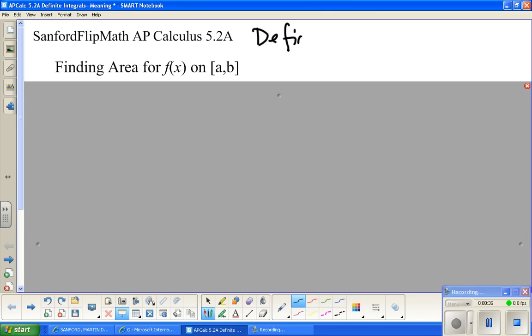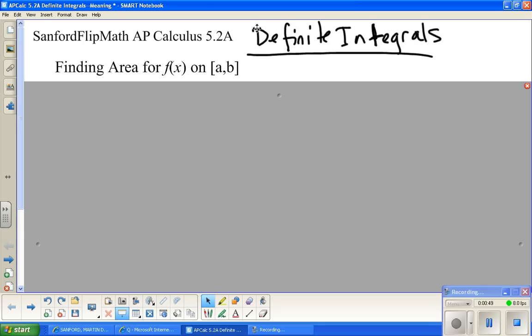Okay, so definite integrals. I really don't know the history of the word integral being used in this context, but I will tell you that it is all going to be about area. So that's where we're going.